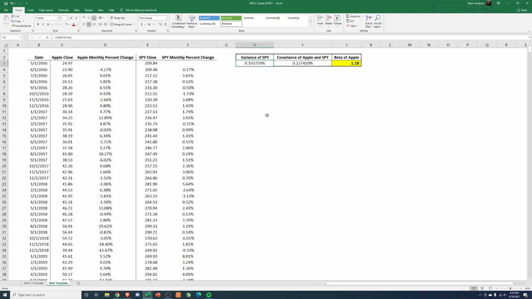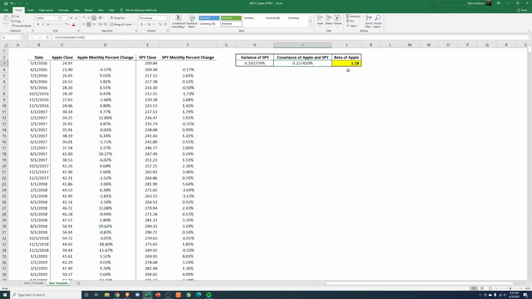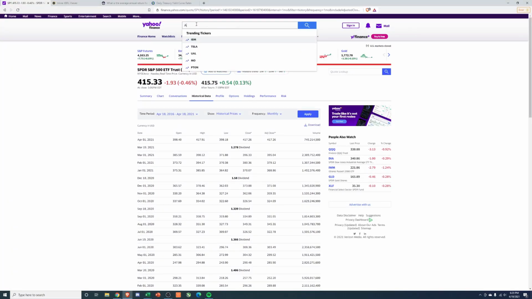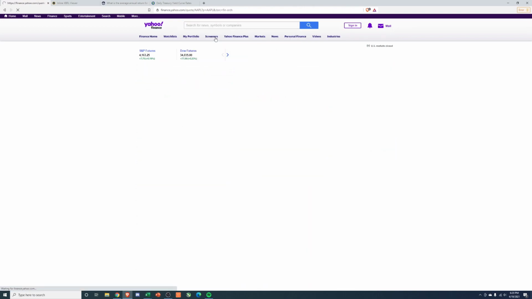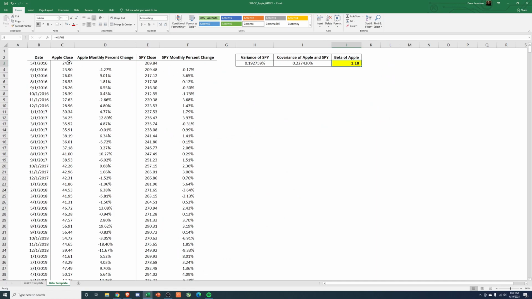And then you need to calculate the variance of SPY, which is just the VAR function, and then the covariance of Apple and SPY. So covariance of Apple, comma, SPY, and then you're going to divide the covariance by the variance. And that's going to get you your beta, 1.18. And if we look at Yahoo Finance, actually, they report beta as well. They have a 1.22. So my guess is maybe they were using the adjusted close, but 1.18, you're pretty dang close.